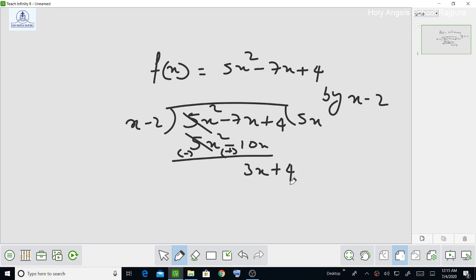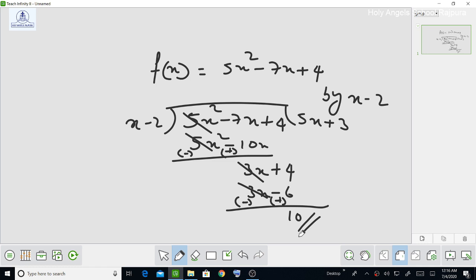Now, what is to be multiplied with x to get 3x? Plus 3. Now, multiply this 3 with x, that is 3x. Minus 3 into minus 2 is minus 6. Again subtraction, change the sign, cancel. This is 4 plus 6, that is 10. We are getting a remainder 10 in this division.